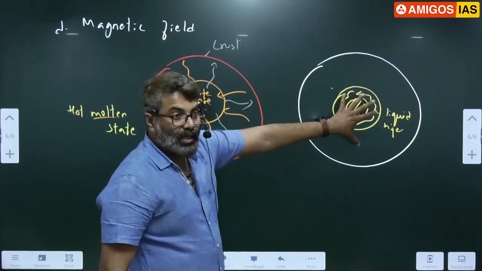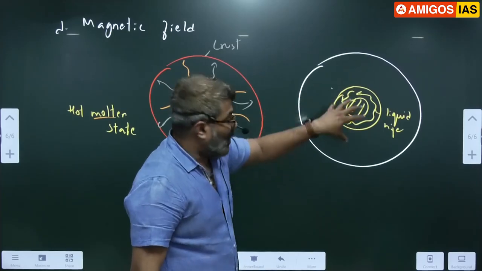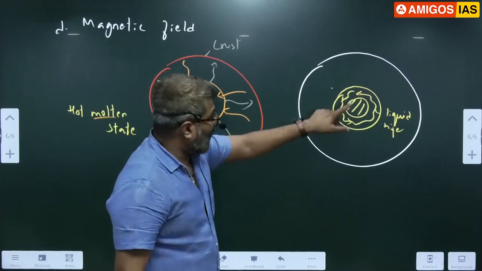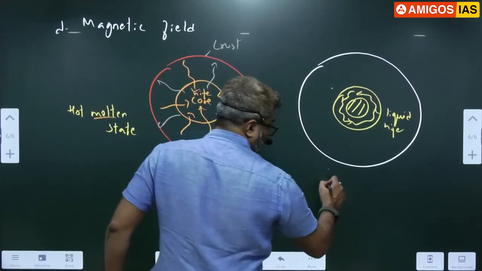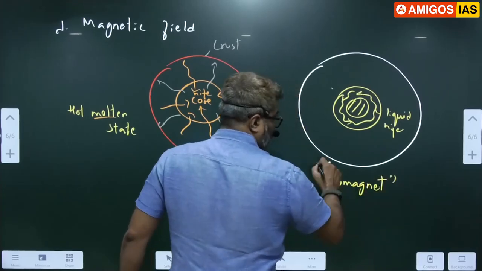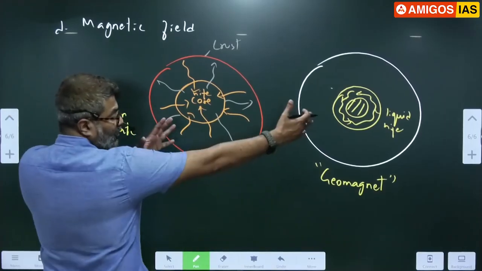Just like that. So when the outer core is moving, liquid material is moving around the inner core, it gets magnetized. So the inner core behaves like a big magnet called the geomagnet. How it is formed, I told you.